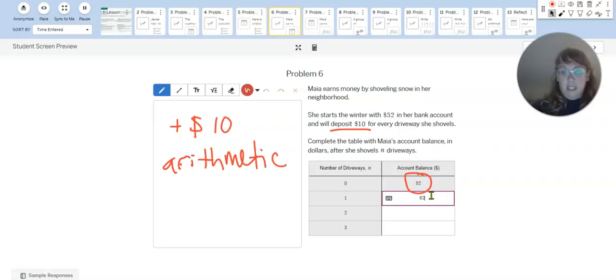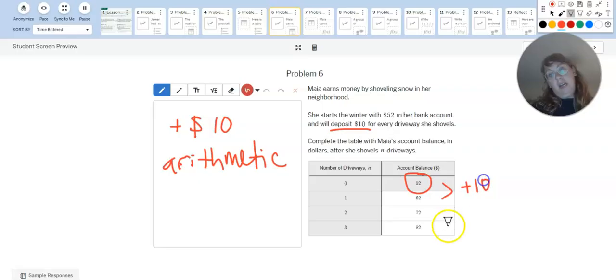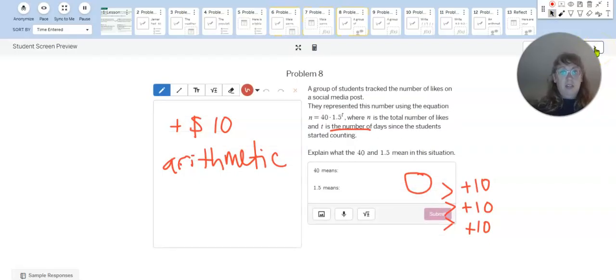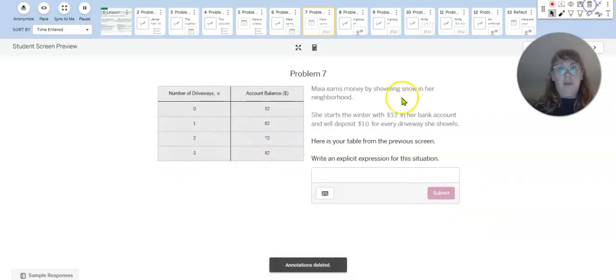52 plus 10 is 62. 62 plus 10 is 72. And 72 plus 10 is 82. So we see that that pattern is just going up each time by plus 10. Perfect. Push ahead to slide 7. Oops, there we go. So same thing, we had 62, 72, 82.